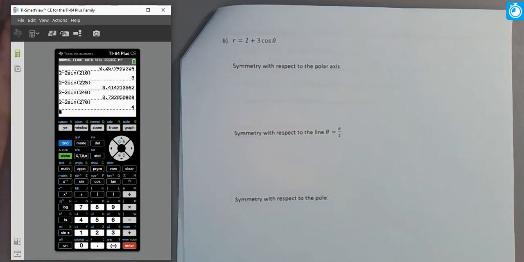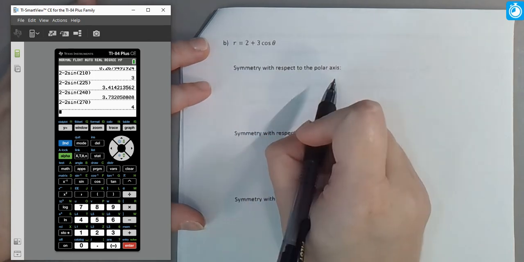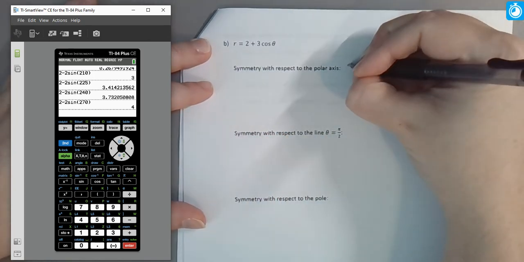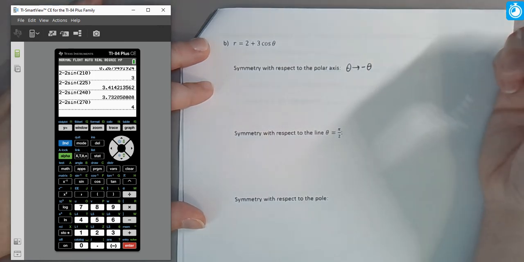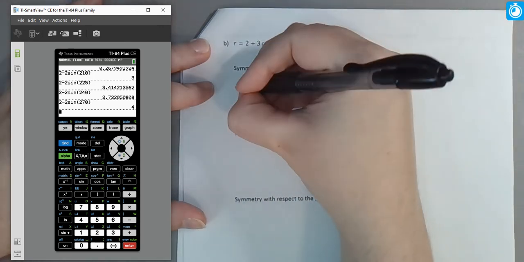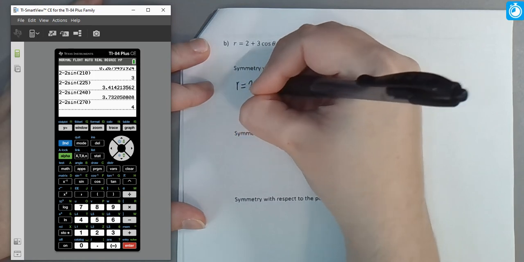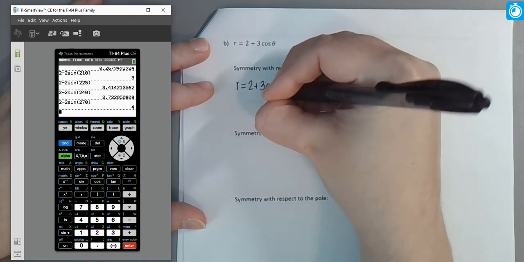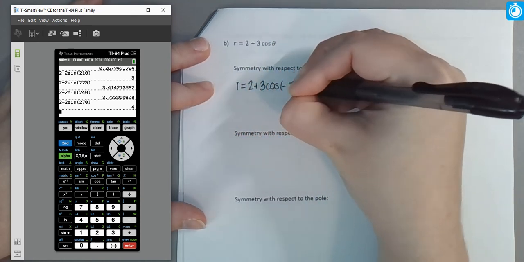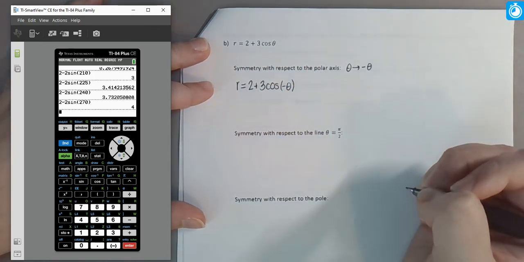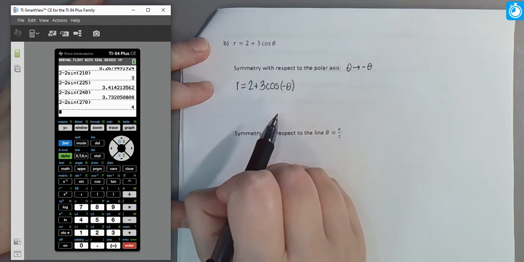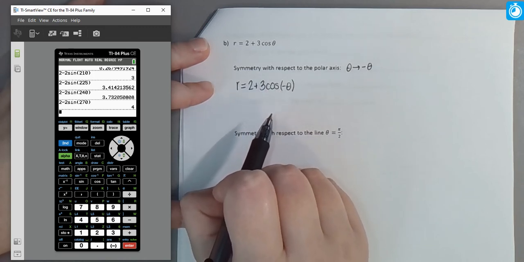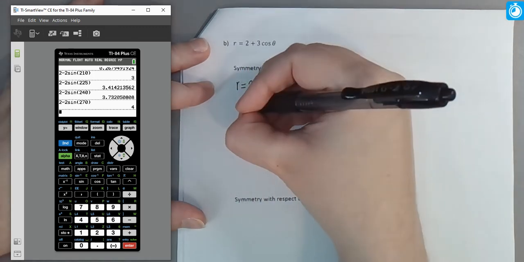So again, we want to check for symmetry first, see if that saves us a little bit of time. So symmetry with respect to the polar axis. So now we're going to take theta, replace it with negative theta here in our function. So r is equal to 2 plus 3 times the cosine of negative theta. Now cosine is an even function, which means the cosine of a negative angle is the same thing as the cosine of the positive form of that angle.